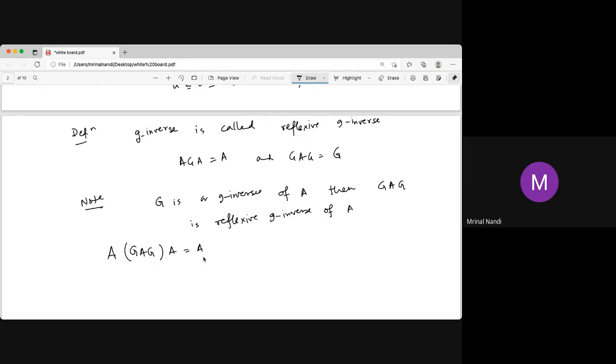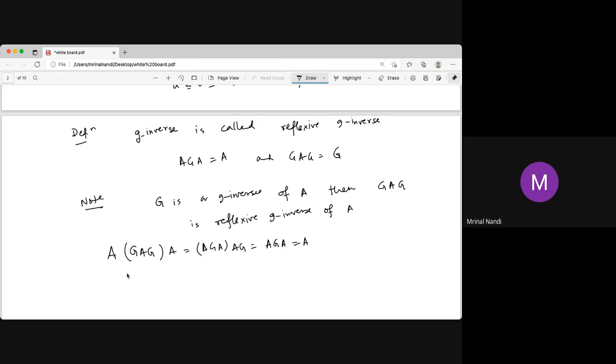Just think of GAG as H. So why is H a G inverse? We need AHA equal to A. But this is easy, trivial. Why? Because this is nothing but AGA, then GA. And we know AGA equals A because G is a G inverse, though it may not be reflexive. So AGA equals A, again AGA equals A. We used it twice. So GAG is a G inverse.